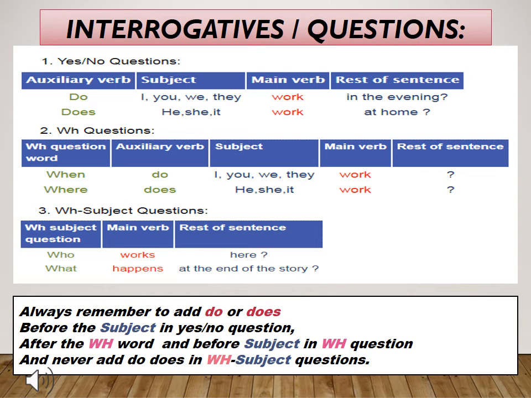In both the examples we don't have a subject, but WH subject questions. In WH subject questions we never add do or does, and we don't have subjects because our WH question word acts as the subject in these types of sentences.